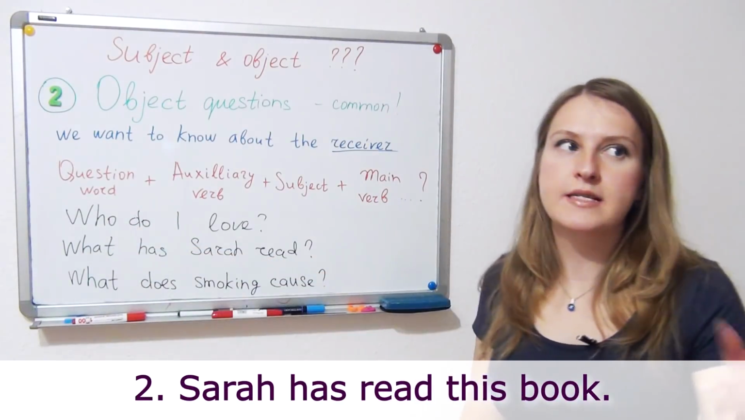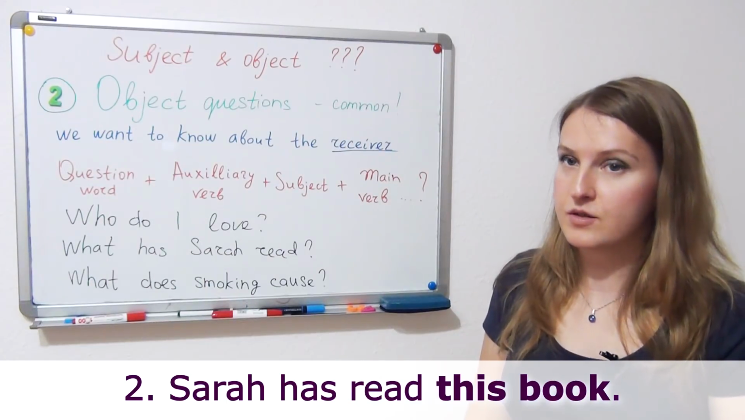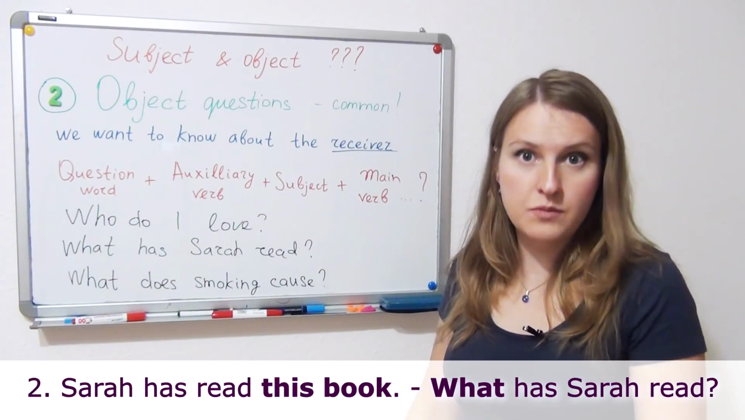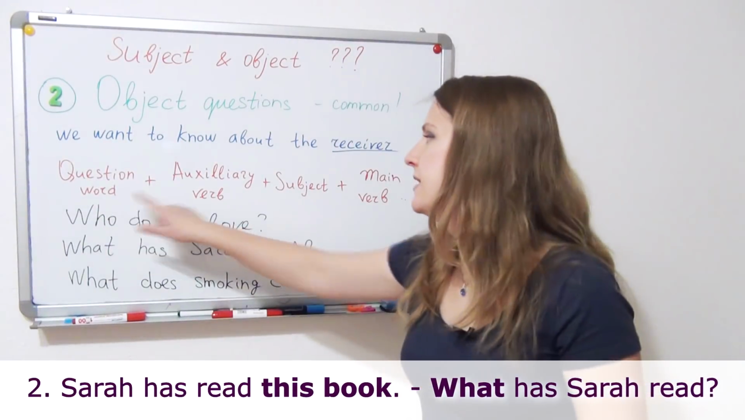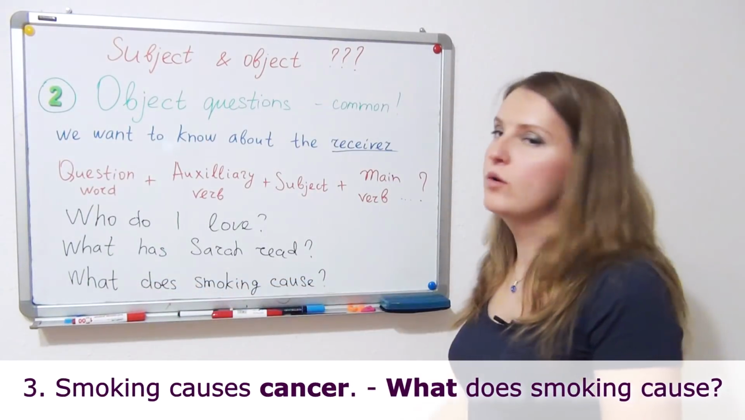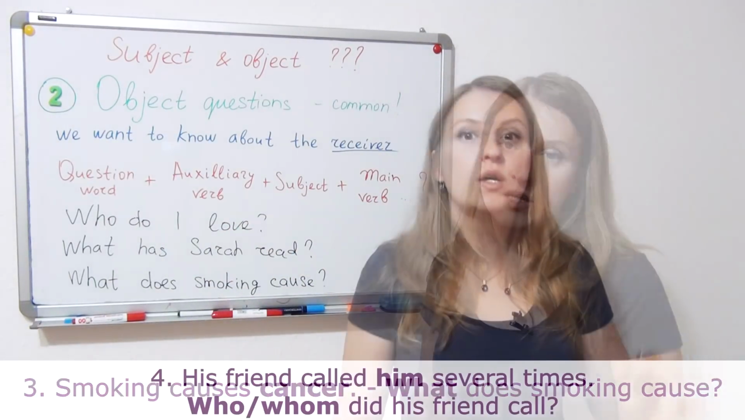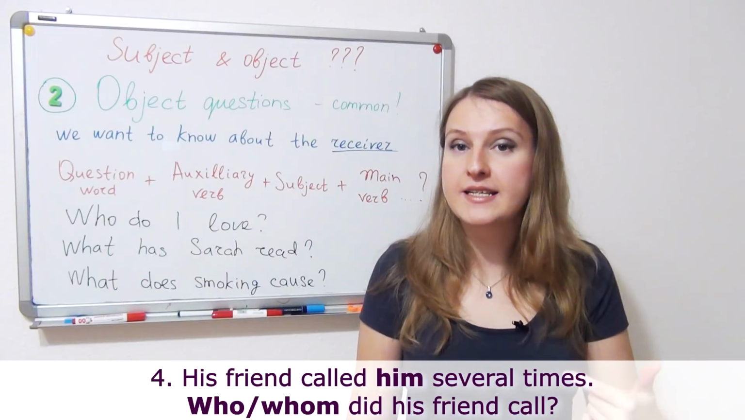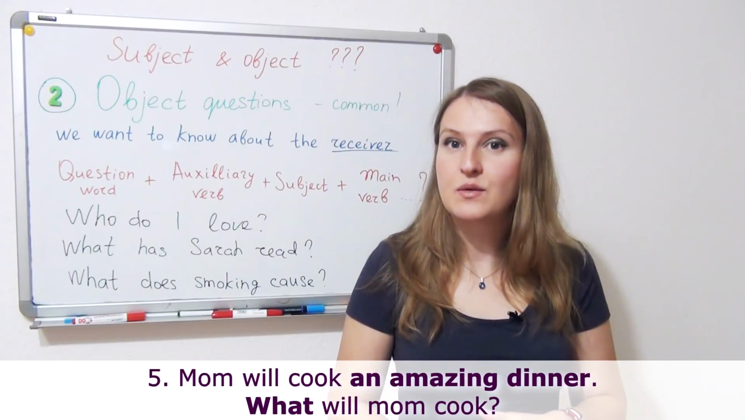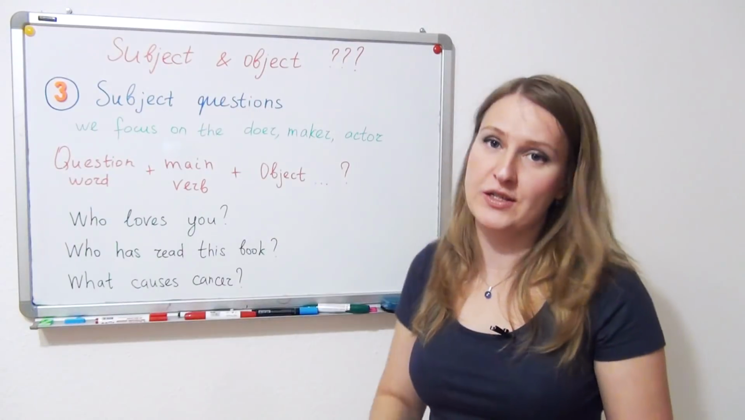The next sentence was Sarah has read this book. This book was the object. So we ask, what has Sarah read? This book. What has Sarah read? What does smoking cause? Who did his friend call several times? What will Mom cook?